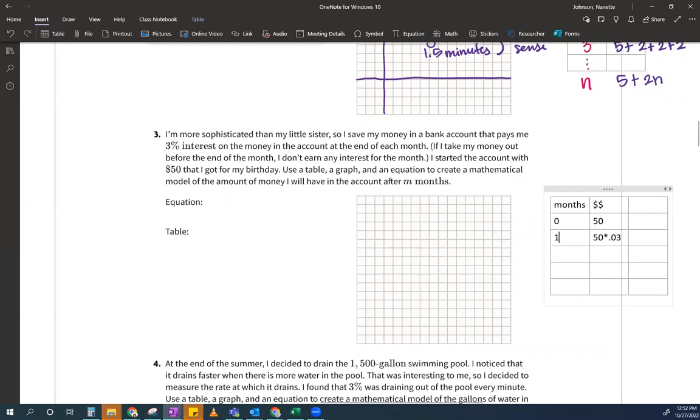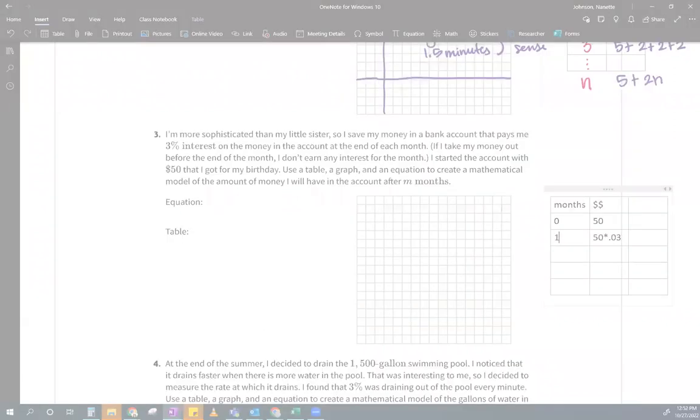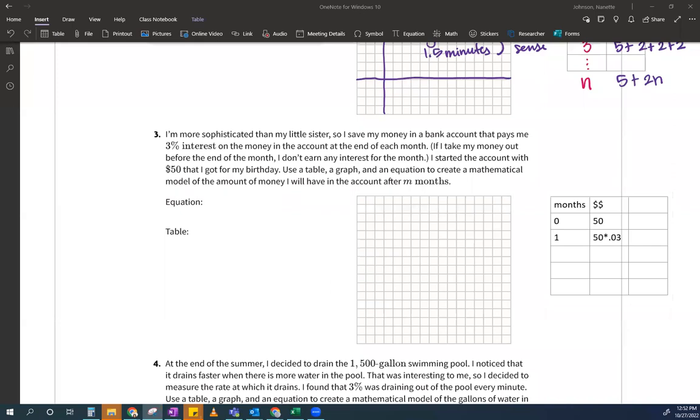Awesome. Someone says, hey, Miss Johnson, the 3% will convert into 1.03. Anybody remember why? Why is that true? Why are we converting it to 1.03? Where'd the 1 come from? Yes, very good. Because the 1 is the initial $50, right?